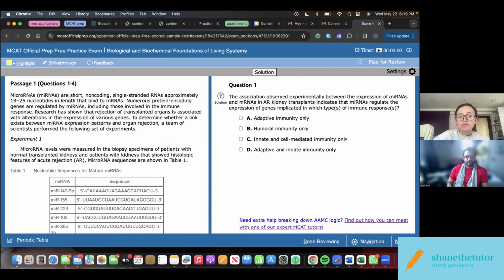Can you tell me what they're trying to say here? We were talking about microRNAs, and then they were talking about organ transplants and whether there's an association between microRNA expression and rejection.